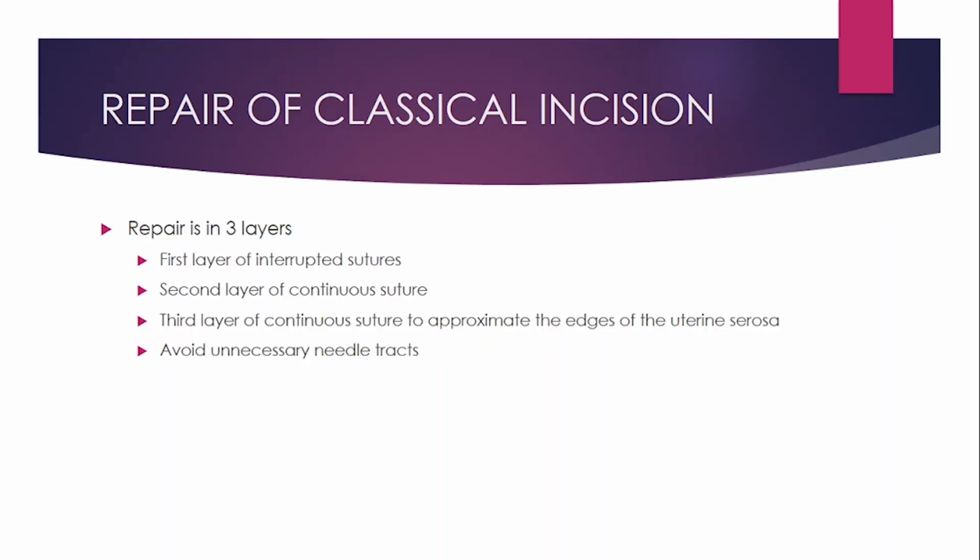So now, repair of classical incision. Classical incision is repaired in three layers. First layer with interrupted sutures, second layer with continuous suture, and the third layer with continuous suture to approximate the edges of the uterine serosa. And of course, as I mentioned earlier, let's avoid unnecessary needle tracts so that we minimize bleeding through the tracts.